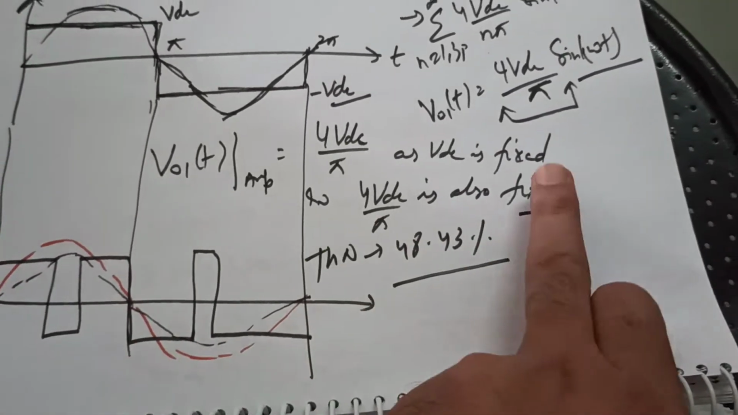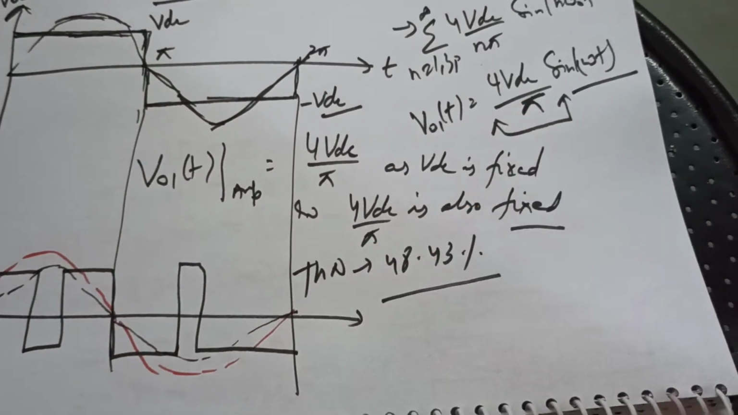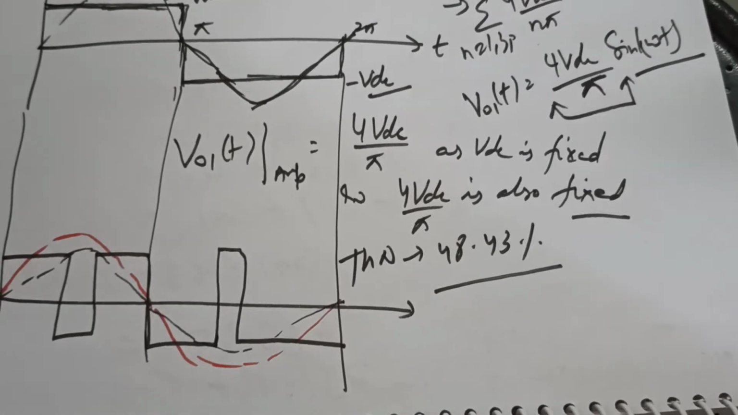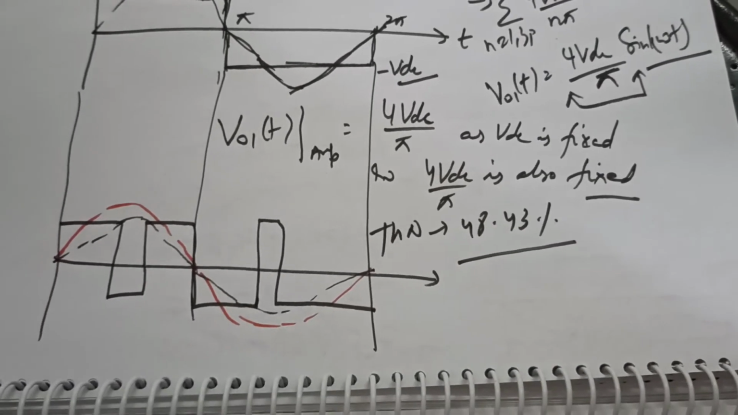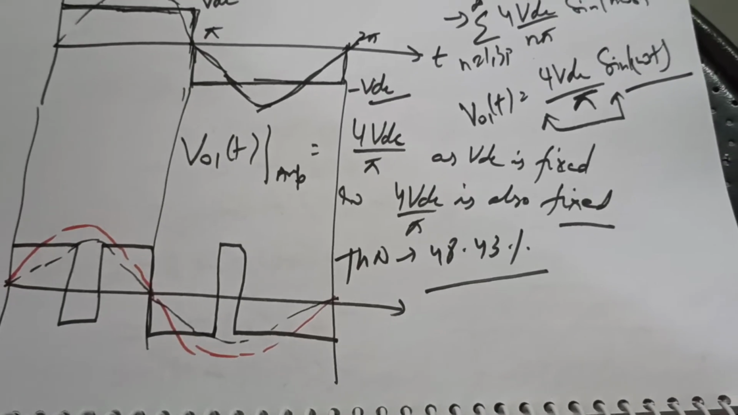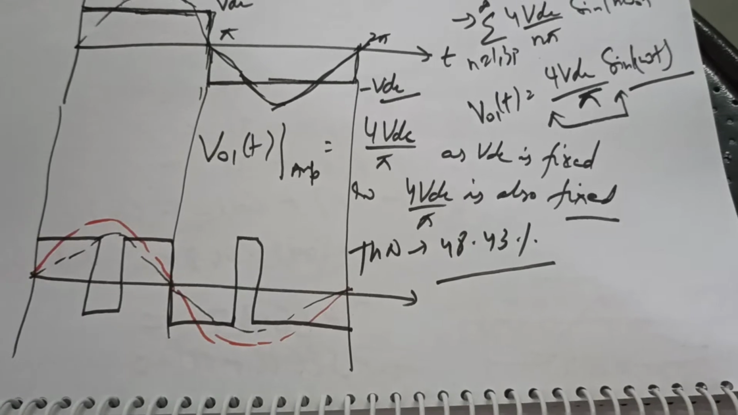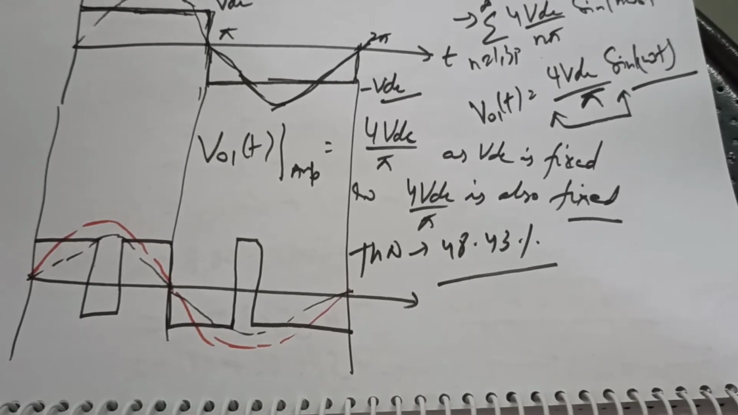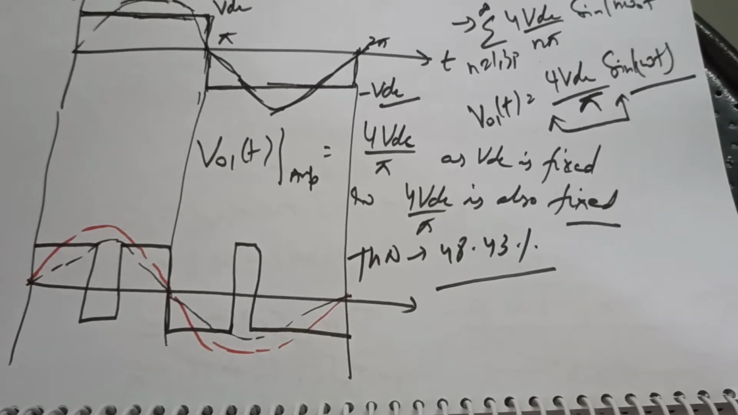And VDC is fixed. For most of the inverters it is fixed. We cannot change this part. So the peak value can't be adjusted. The fundamental output value of the inverter voltage can't be adjusted. But if we look at the methods, how we can lower this value.